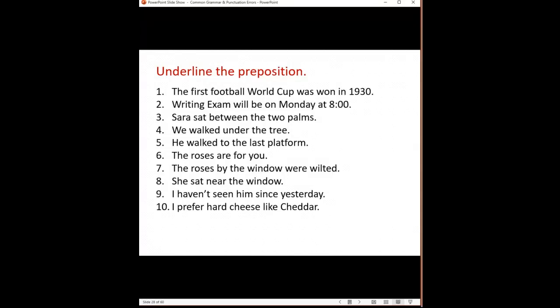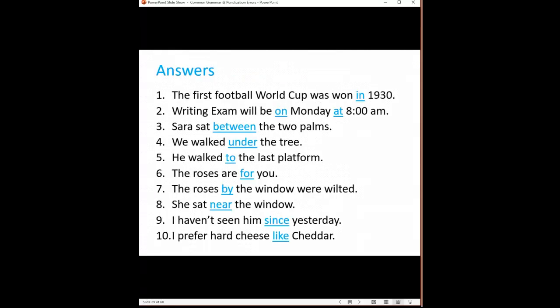Can we consider last as a preposition? He walked to the last platform. Two, excellent. And here the roses are for you. The roses by the window were wilted. Okay, great. We've got why. So these are the right answers. Did you get them right?